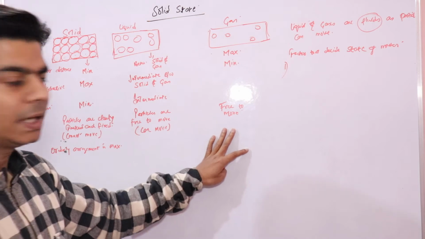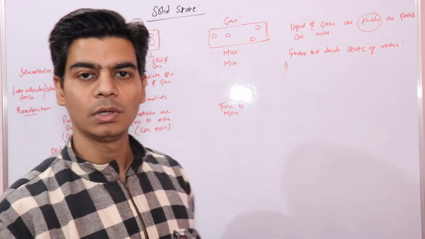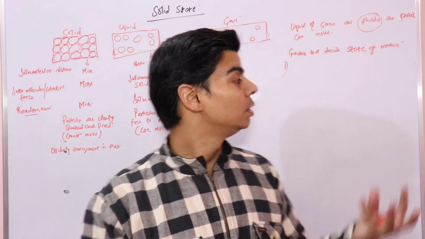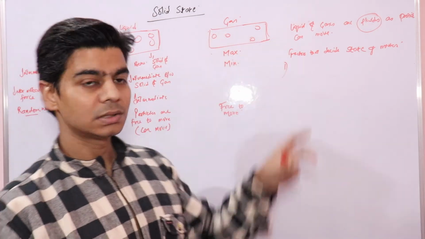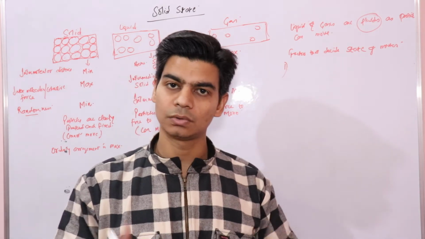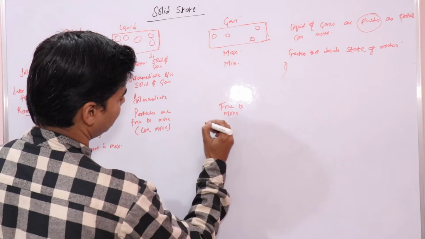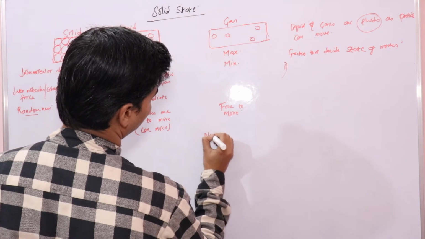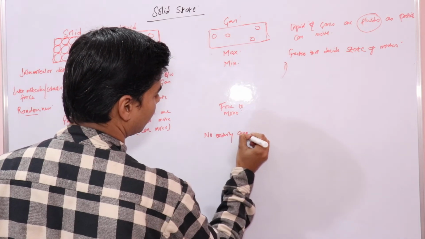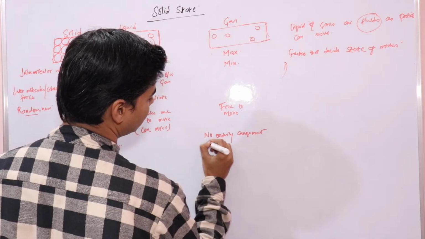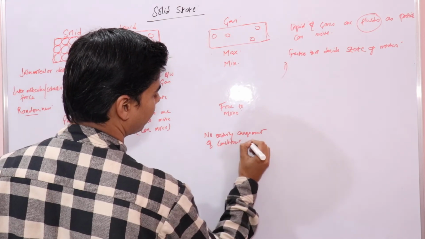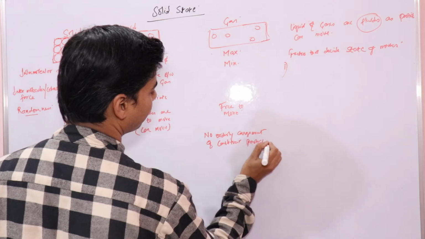And if we talk about gases, in gases the molecules are far apart and they are moving randomly in all directions. So in gases these particles are not at all orderly arranged, right? They are randomly moving, so no orderly arrangement, right? No orderly arrangement of constituent particles.